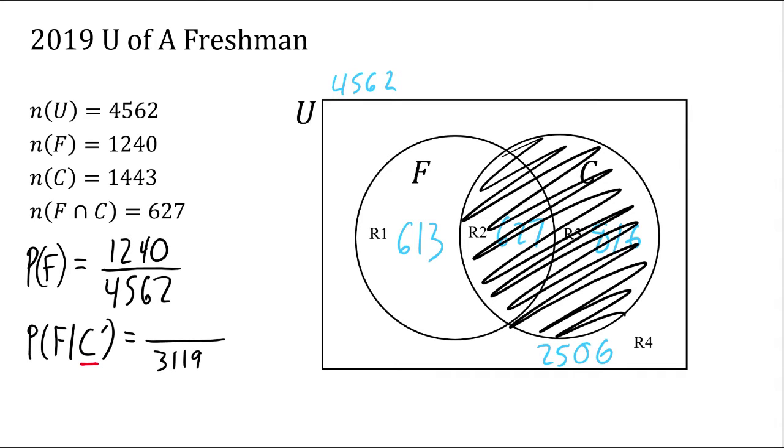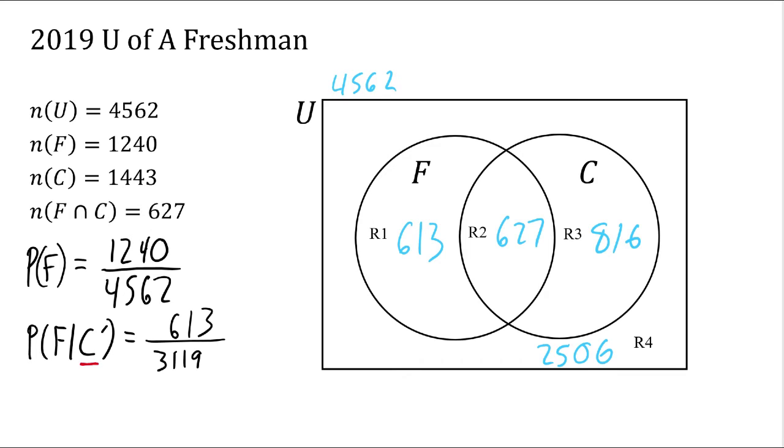3,119. And then our numerator is going to be the number of those students who are taking finite. And that's the 613 students who are taking finite. So the probability that a student is enrolled in finite, given they are not enrolled in English composition, is the 613 students who are taking finite who aren't also taking English composition out of the entire freshman class of students who aren't taking English composition. All right, let's look at another one.